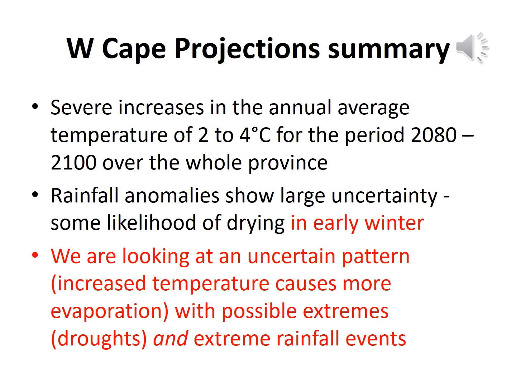So this slide just summarizes the Western Cape projections. We're looking at severe increases in annual temperature. But the rainfall anomalies, which is the changes in rainfall, show large uncertainty. So to summarize then, we're looking at an uncertain pattern because we're looking at increased temperature, which causes more evaporation, and then possible extremes with droughts and extreme rainfall events.